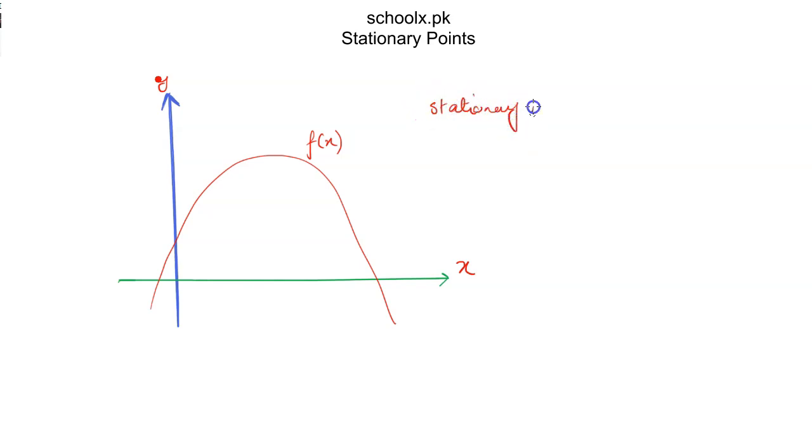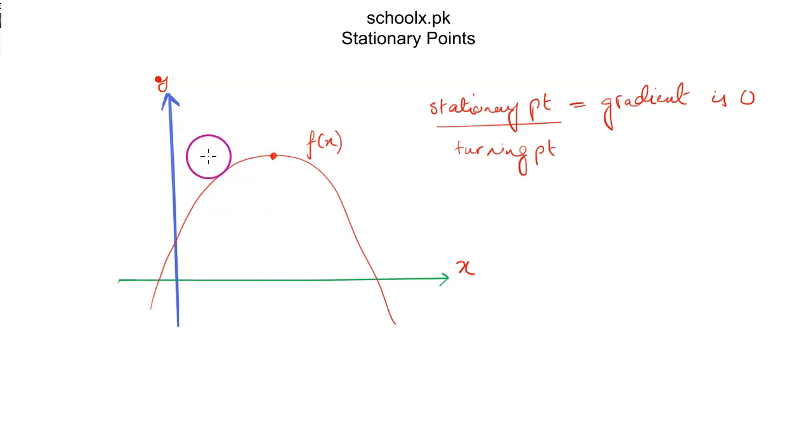Stationary point, gradient is 0. At stationary point, the gradient is 0, right? Or they are the turning points. They're also called the turning points. For example, this is our turning point of the curve.